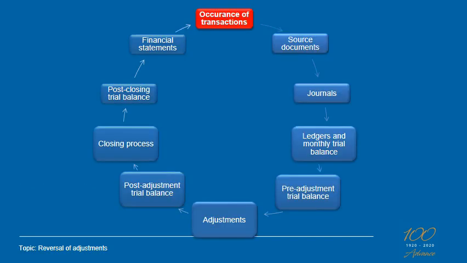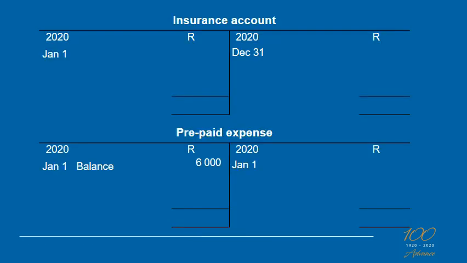Now the important part. Before we can start with the occurrence of transactions in the 2020 financial year, the first thing that we will have to do is reverse last year's adjustment. I'm going to prove to you why it is necessary in a minute. So at the start of the 2020 year, we'll start with the asset account of 6,000 in the prepaid expense and no entries in the expense account because we have not yet incurred any expenses for the 2020 financial year on the 1st of January 2020.